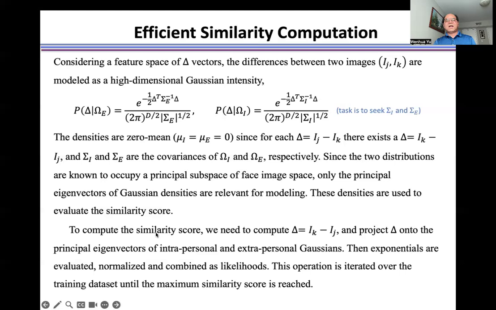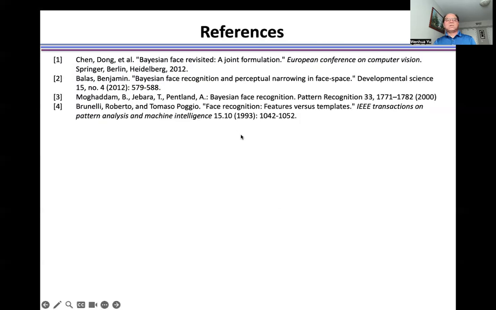To compute the similarity score, we need to compute delta and project delta onto the principal eigenvectors of the intra-personal and extra-personal Gaussians. Then exponentials are evaluated, normalized, and combined as a likelihood. This operation is iterated over the training dataset until the maximum similarity score is reached. For more details, please check these references.